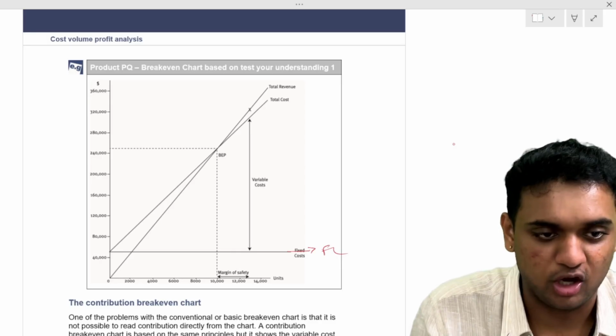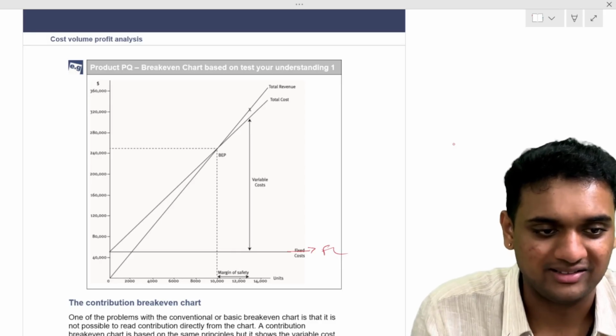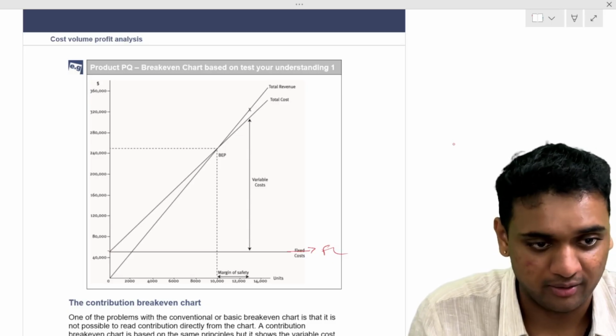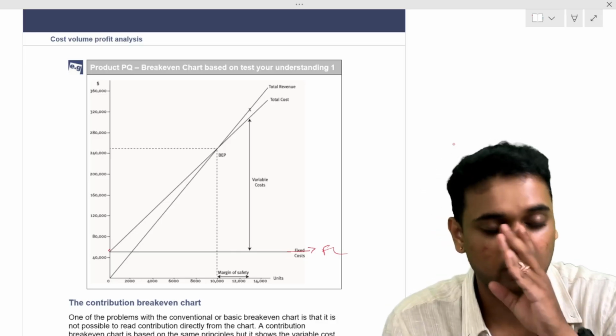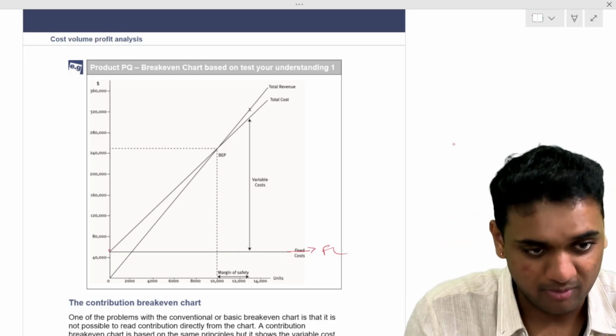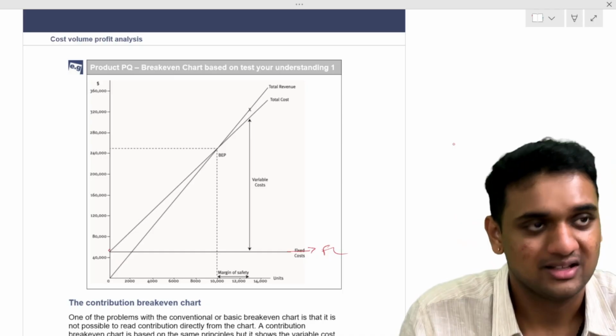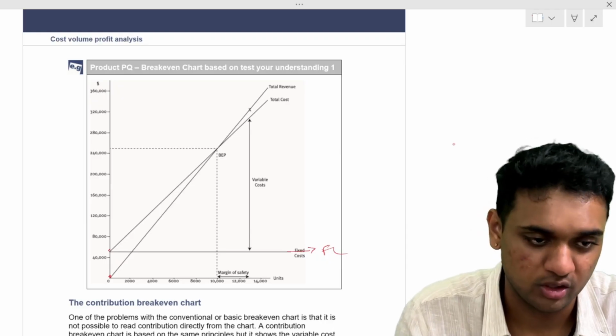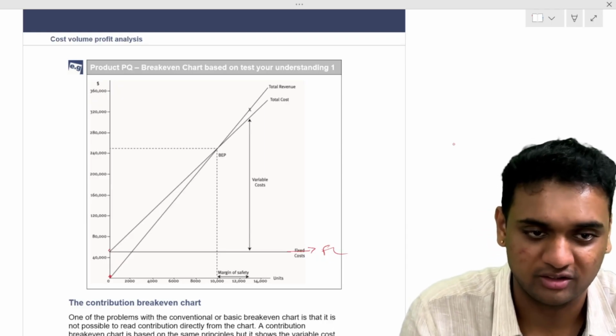From fixed cost, one line is going up now. What is that line? Total cost. Without seeing above, you should tell. That is total cost. Absolutely right. The line going above from fixed cost will be your total cost. From 0, one line is starting now. What is that line? Sales. So sales will always start from 0 only because at 0 units, your sales will be 0. Understood? That is the sales amount.